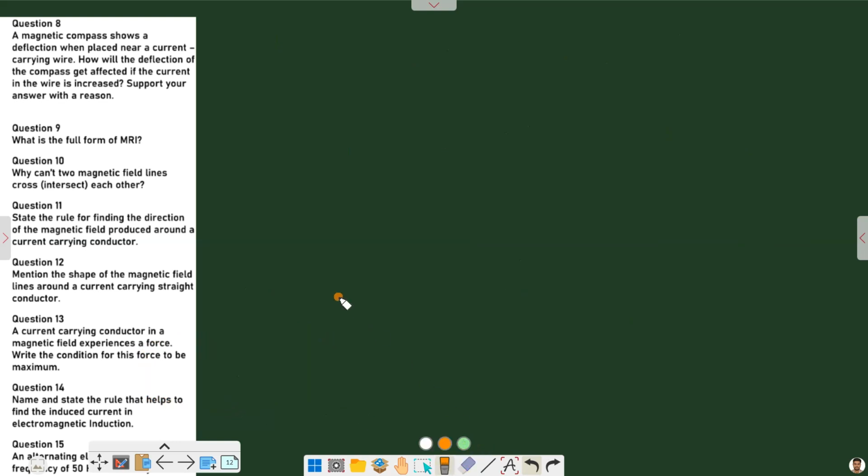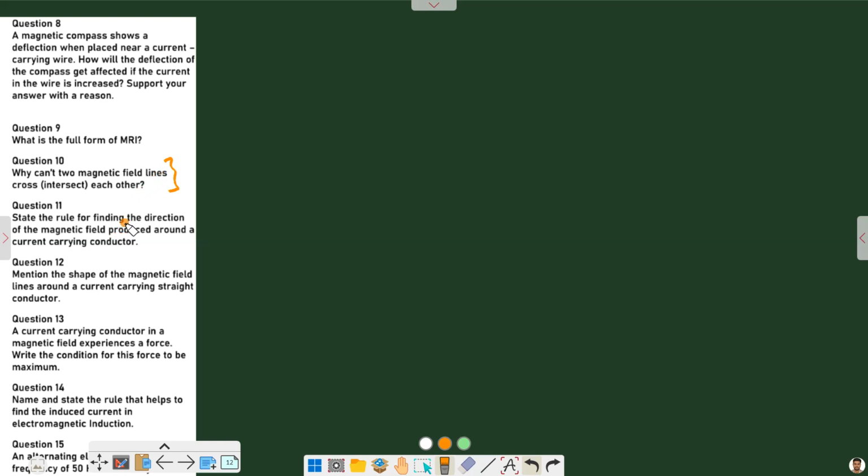Going to question number 10. Why do two magnetic field lines not cross each other? We have already discussed its solution: they cannot cross each other because at the point of intersection there would be two directions of the magnetic field. Because there are two lines crossing, there will be two tangents with two directions, and for a single point we can have only one direction. So two magnetic field lines can't cross each other.